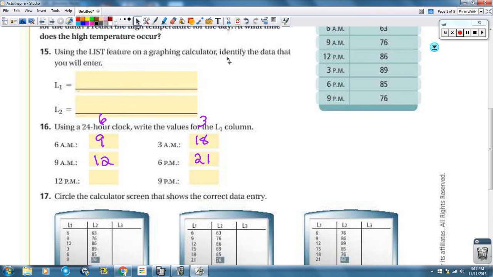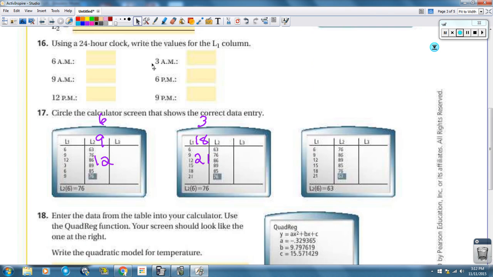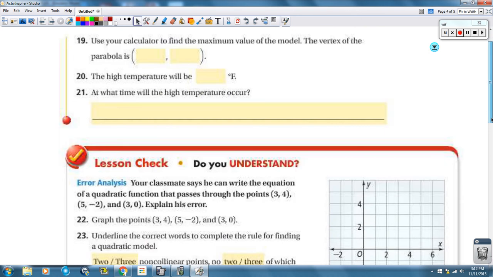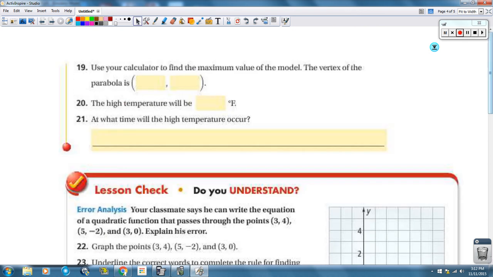So we did that. Okay, not going through, but that's okay. So we did all that. I told you what this is. You saw that. And so there's the temperature and at what time will it be there. Okay. And then this is just having you do another one.